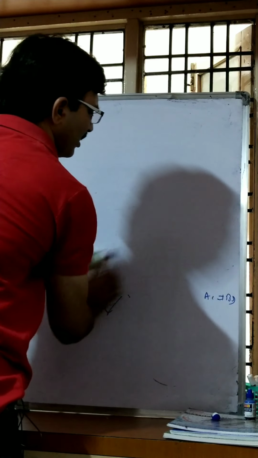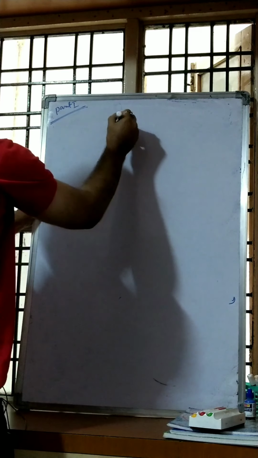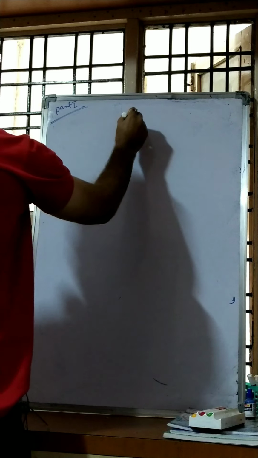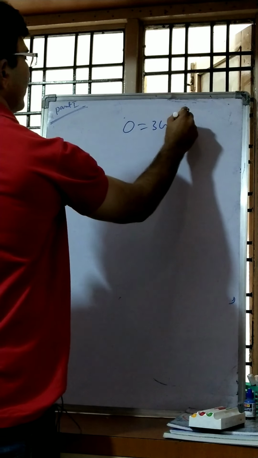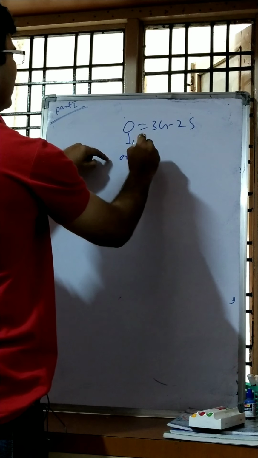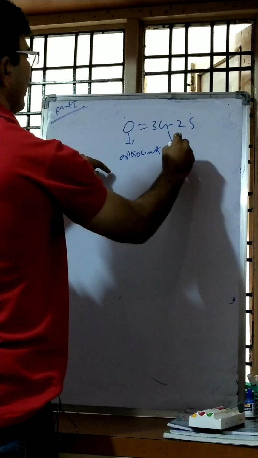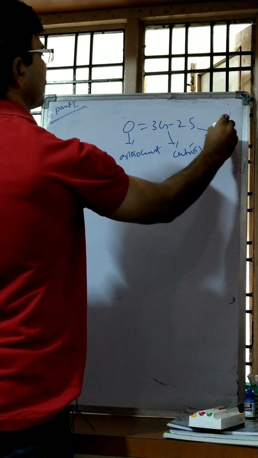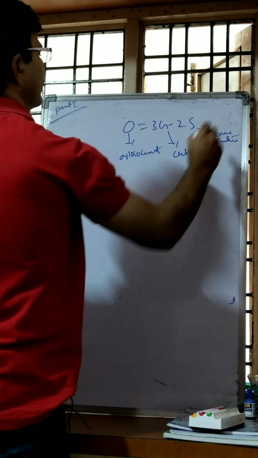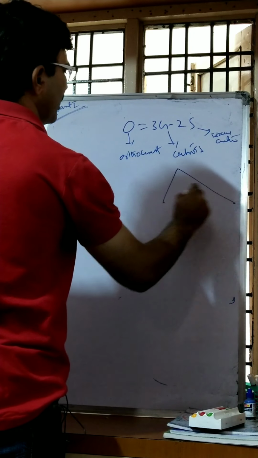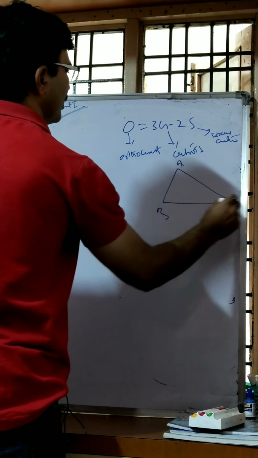So now especially we have to focus on this. There are 2 points, you have to concentrate. One is O is equal to 3G minus 2S. O is the orthocenter, G is the centroid, S is the circumcenter. This is one. Another is the incenter, they may ask you this one.